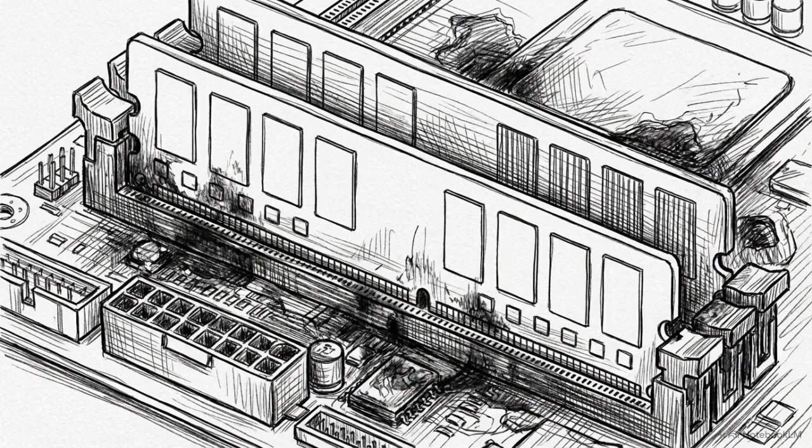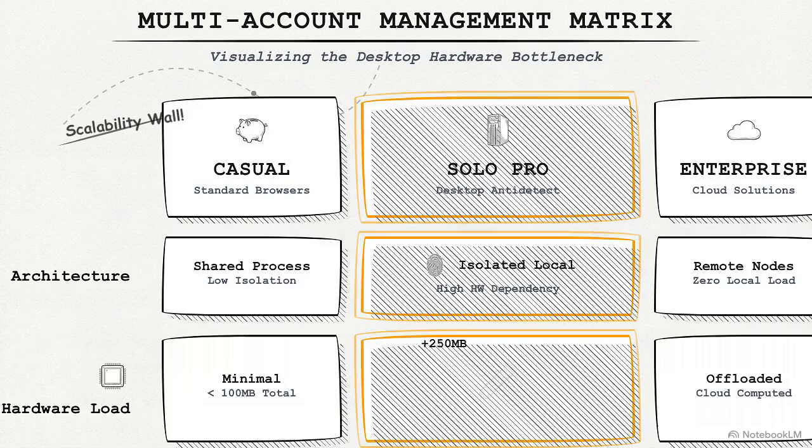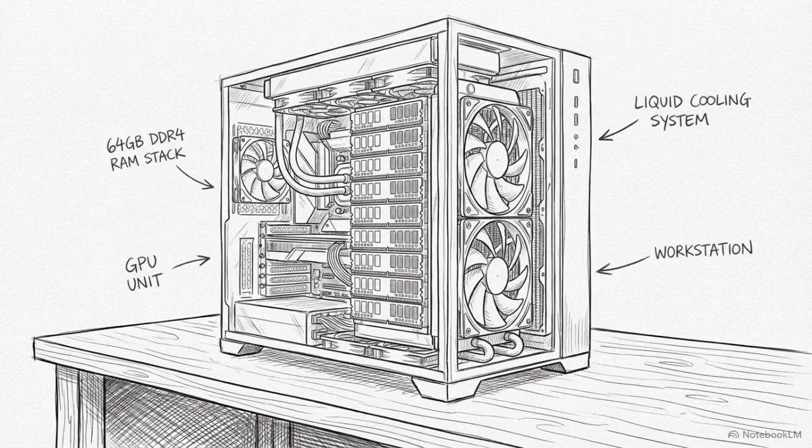The cost of this security is a massive drain on your local hardware resources. Each isolated profile you open consumes between 200 and 500 megabytes of local RAM. As indicated by the warning in the matrix, trying to scale past 10 simultaneous profiles will max out the memory on standard laptops. This hardware bottleneck traps solo operators.